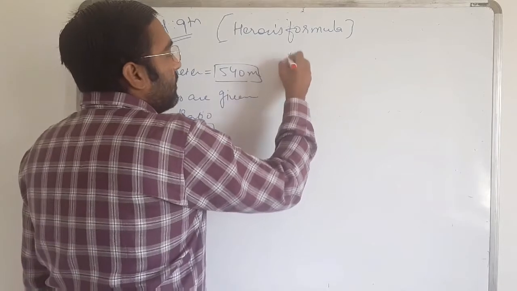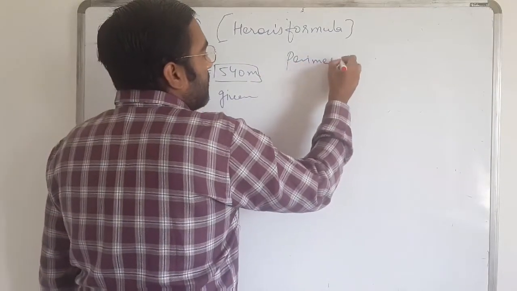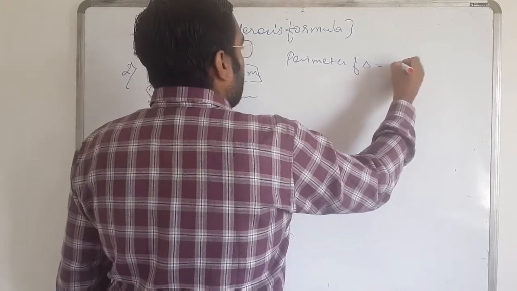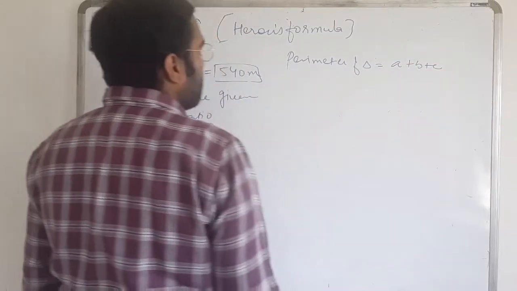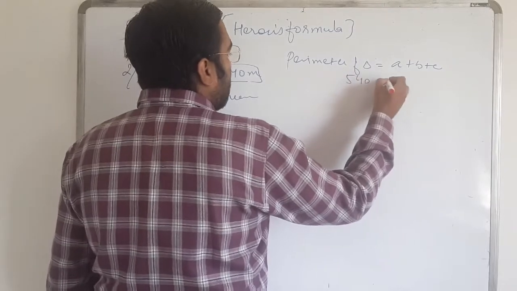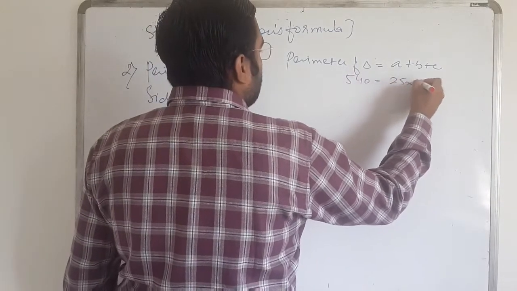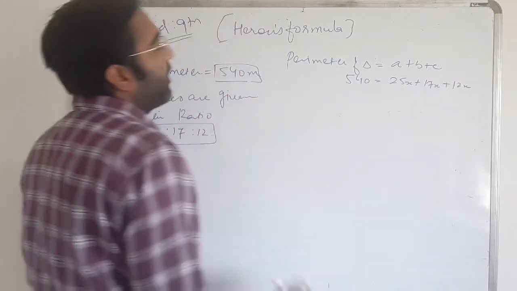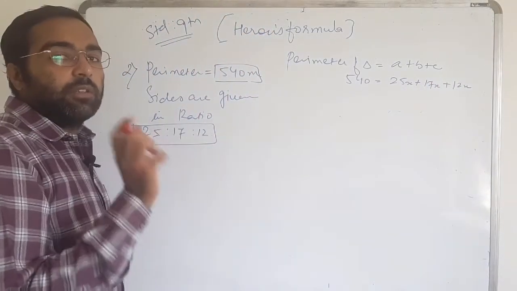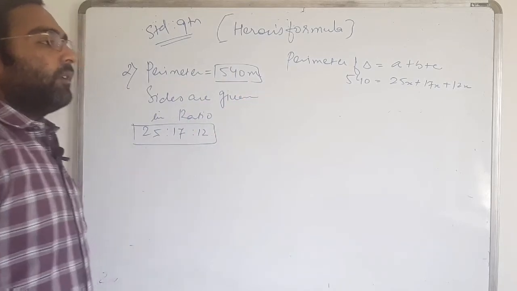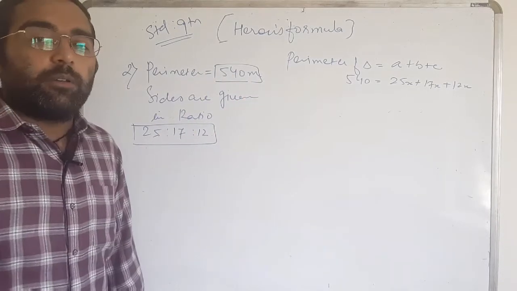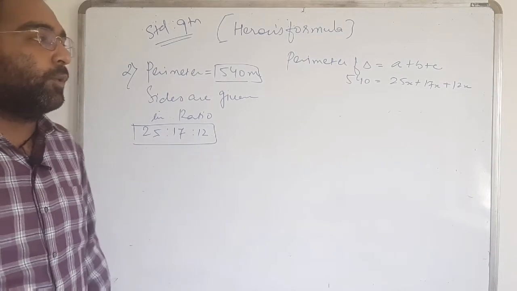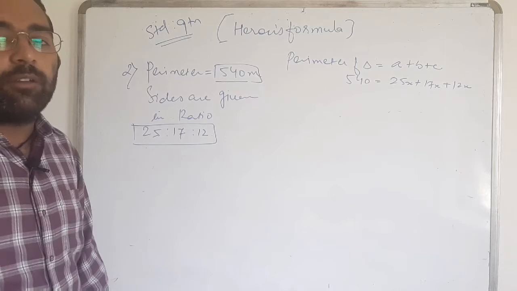Here the perimeter of the triangle is equal to a plus b plus c, that is the sum of the three sides. Therefore 540 equals 25x plus 17x plus 12x. We have to remove the ratio and multiply a constant number with each, so we have to find that constant number which will be multiplied with all of them to find the measurements of the sides.